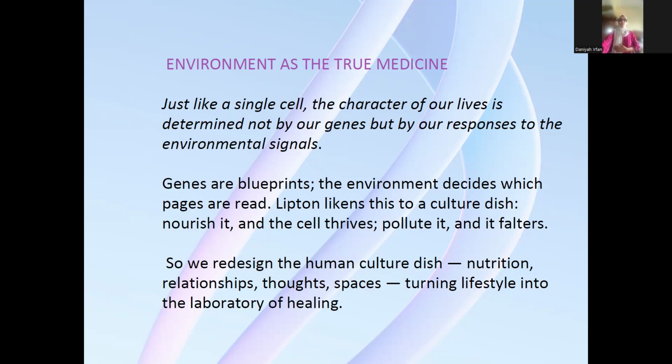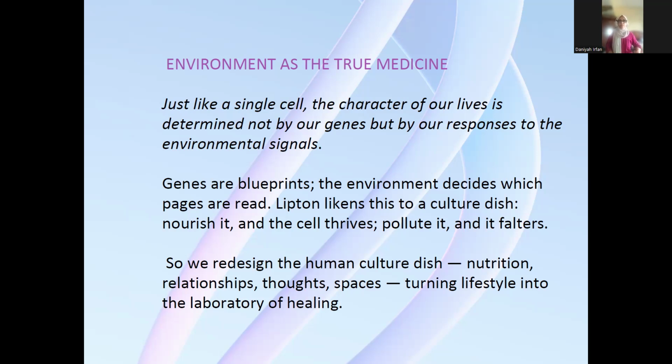Basically, genes are the blueprints. Yes, you are made a human being because of your genes only, right? But the environment decides which pages are read. The blueprint is there, but when the factor of environment comes in, it all depends on which pages of the blueprint you are absorbing.